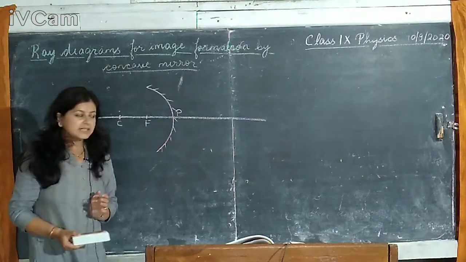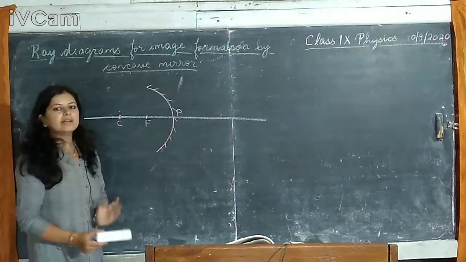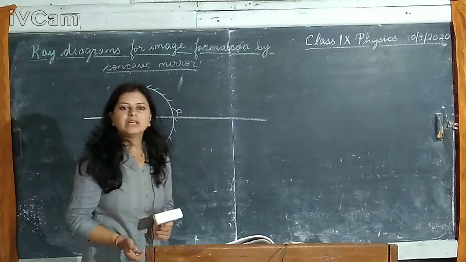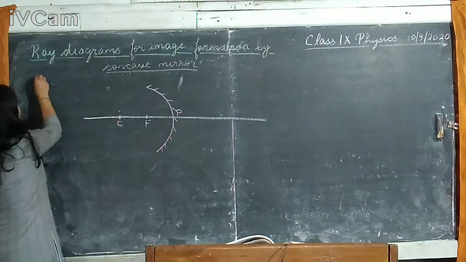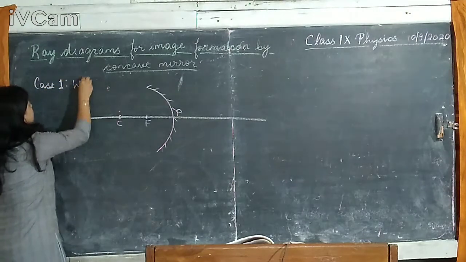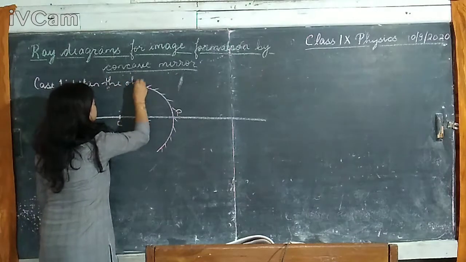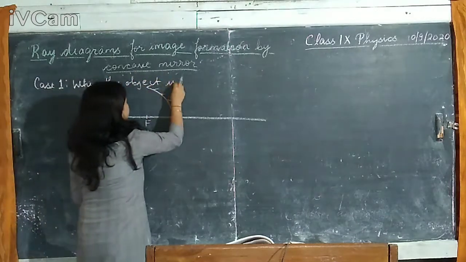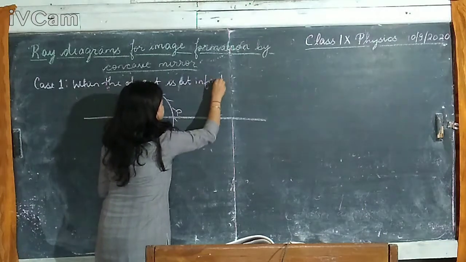So if you notice, we are gradually shifting the object from infinity towards the mirror, and we will see how the images will be formed. Alright, so let's start with case 1. When the object is at infinity. This is our first case.